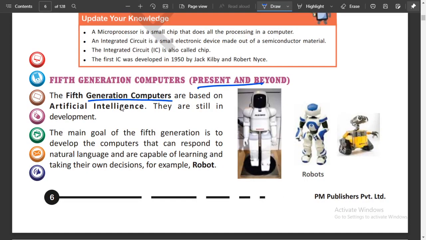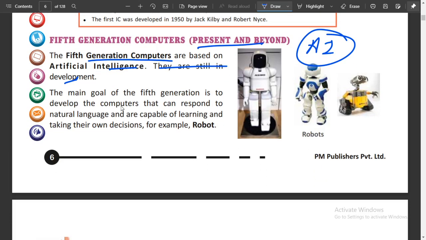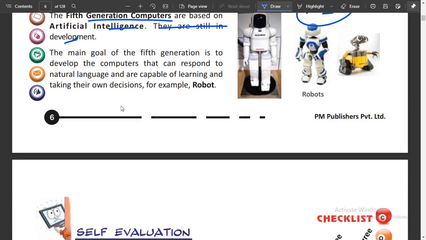This generation of computer is based on AI. AI means artificial intelligence. They are still in development. The main goal of this generation of computer is to develop a computer system that can respond to natural language and is capable of learning and making its own decisions. For example, robots. So what is the meaning of natural language? Natural language means Hindi, English, all the languages that a human speaks.